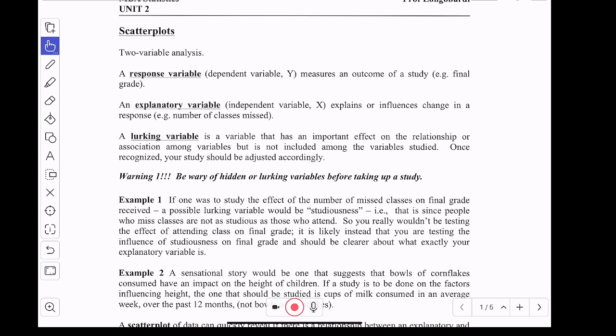Today I'm going to introduce the topic, which has already been introduced. You learned about scatterplots and visualizing two variables at a time in Unit 2. So I'm going to pick up from there.